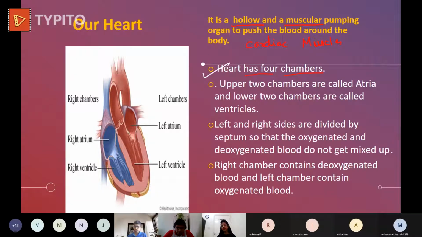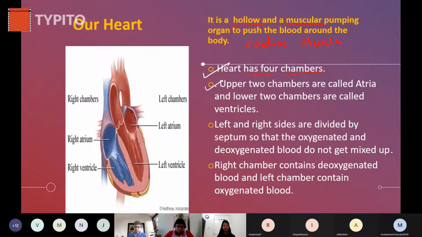Heart has 4 chambers. Upper 2 chambers are called atria, and lower 2 chambers are called ventricles. Left and right sides are divided. Ma'am, can we pronounce it as arteria also, because that's how I've heard it. Arteria, yes. English is spoken in various countries and everybody has their own pronunciation, and every pronunciation is correct. So whatever accent you are using, the spelling is this. Arteria, atria, auricle, all are the same.